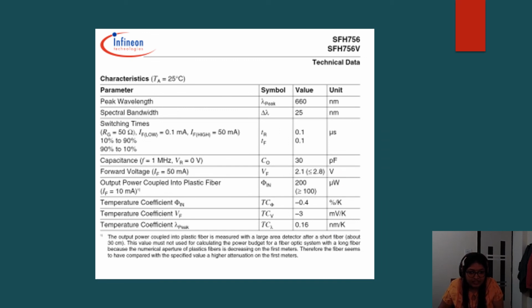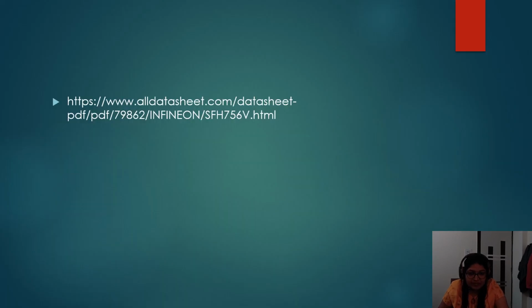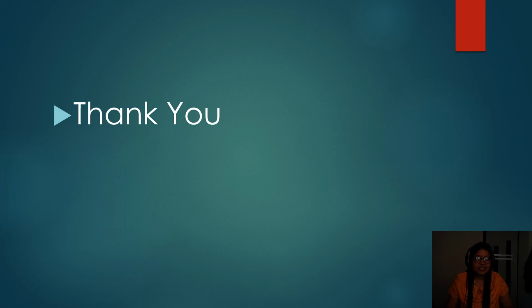These are the very important ratings. The peak wavelength is 660 nm, that's why the light is red. Spectral bandwidth 25 nm, switching times 0.1 microsecond, capacitance 30 picofarad, forward voltage 2.1 volt. This datasheet is available on the alldatasheet.com web page. We completed all the important points required to perform the numerical aperture laboratory.